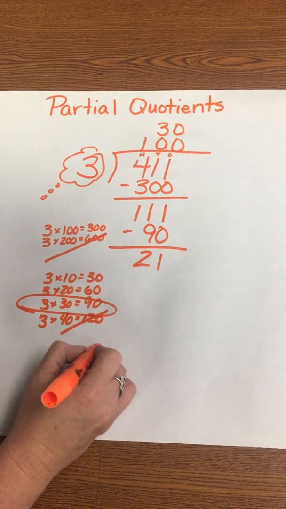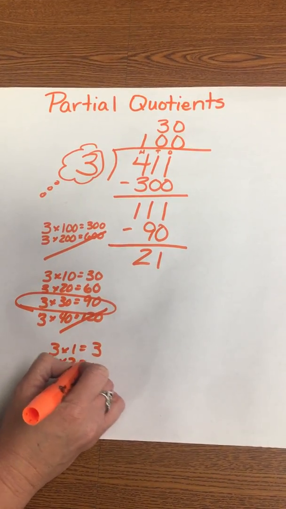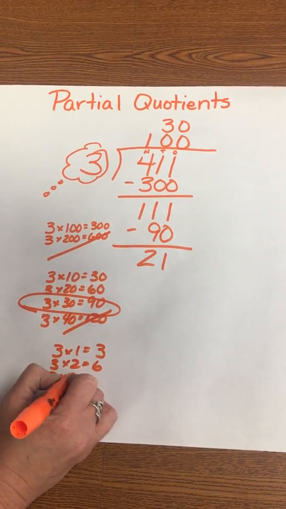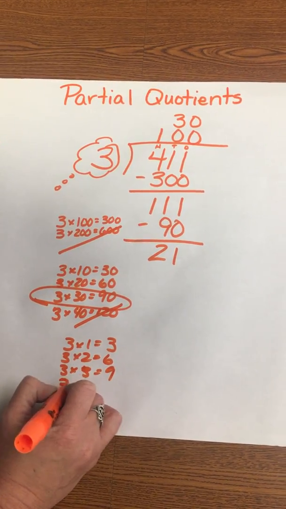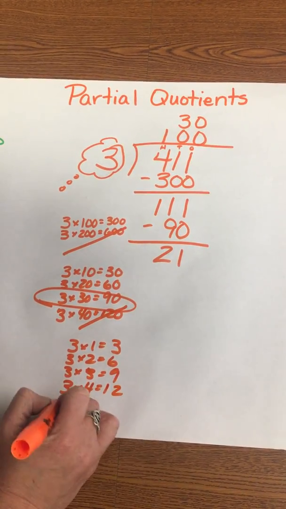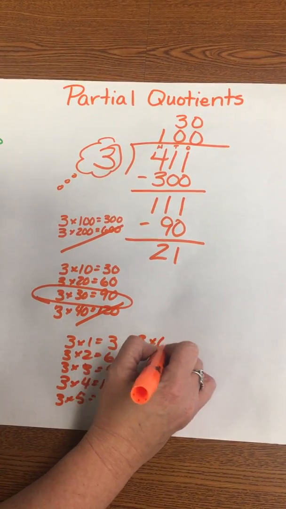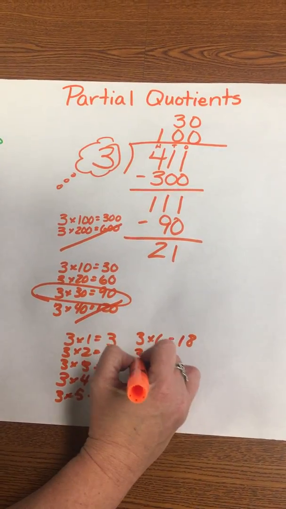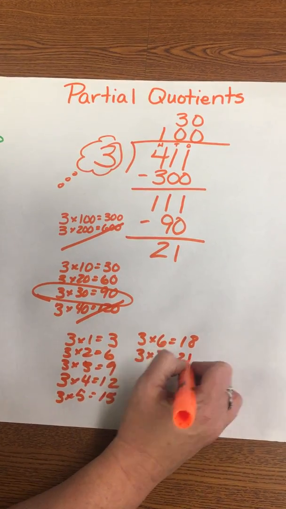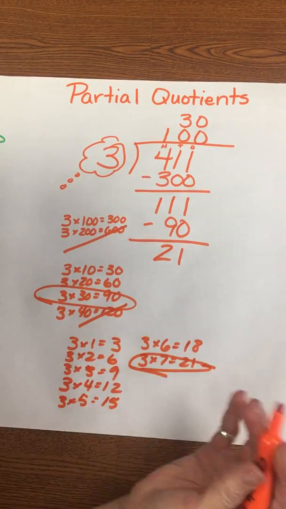3 times 1 equals 3. 3 times 2 equals 6. 3 times 3 equals 9. 3 times 4 equals 12. 3 times 5 equals 15. 3 times 6 equals 18. And there it is. 3 times 7 equals 21. And since I hit the target, I'm done.